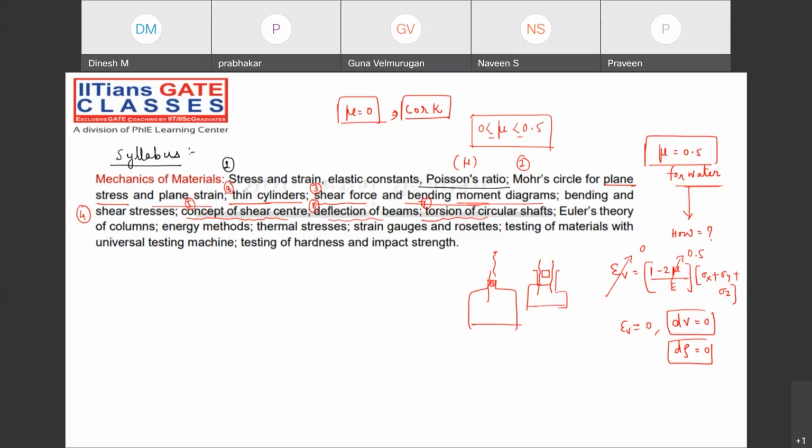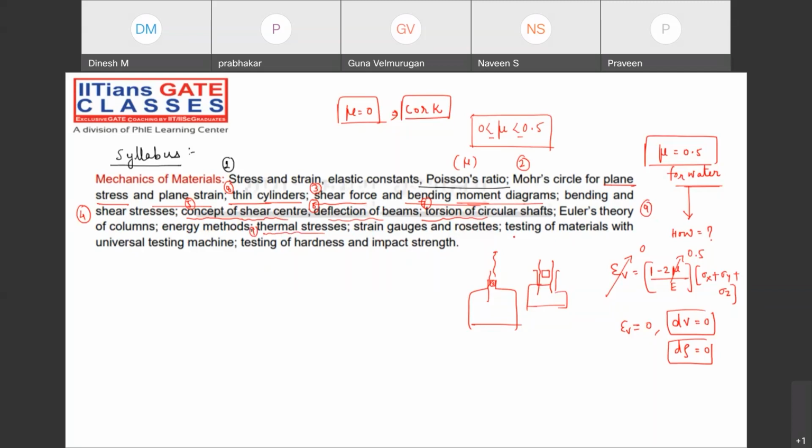Euler's theory of the column will be our 9th chapter. We will talk about the columns. And of course, thermal stress, and strain gauge and rosettes. That I will cover in the 1st chapter itself, that is thermal stress. Strain gauge and rosettes I will cover along with the Mohr circle.